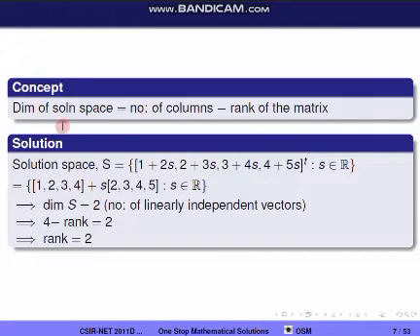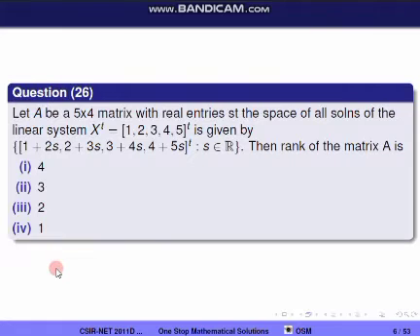So we know that the dimension of the solution space is equal to the number of columns minus the rank of the matrix. Here A is a 5 cross 4 matrix, so the number of columns is 4. So 4 minus rank is equal to 2. When we simplify this, we get rank is equal to 2. So now we'll check the correct option. The correct option is the third one.